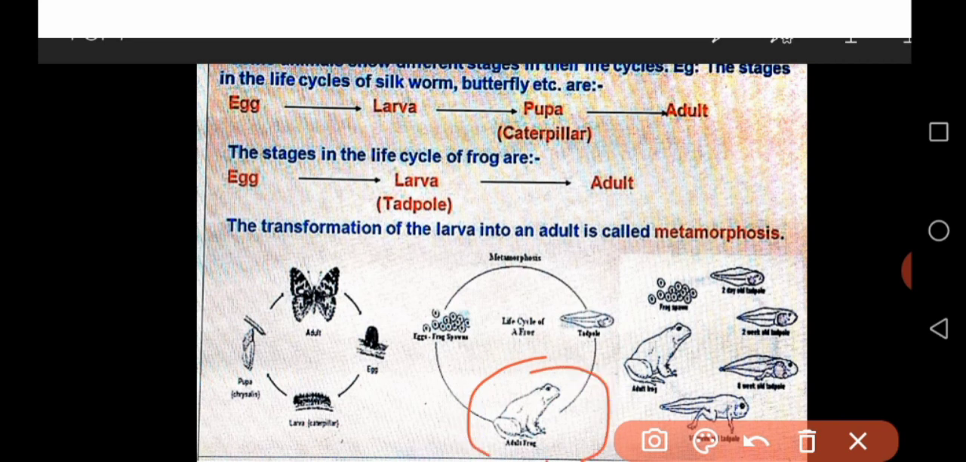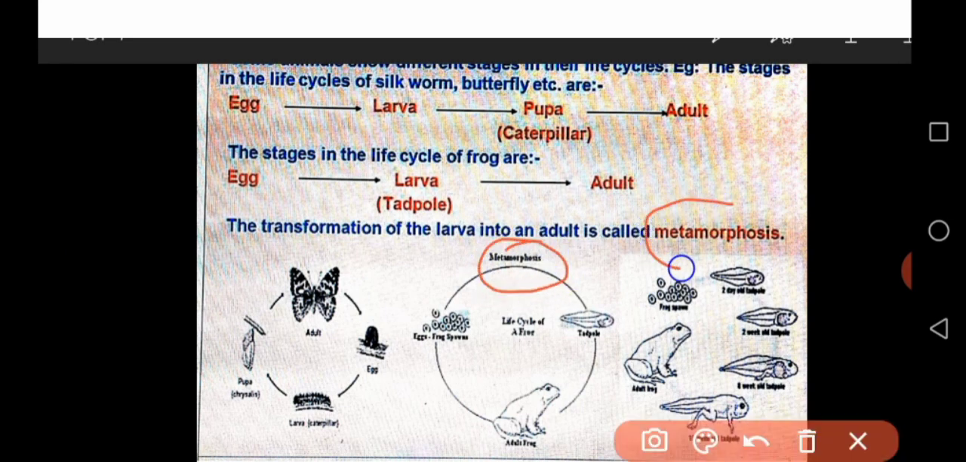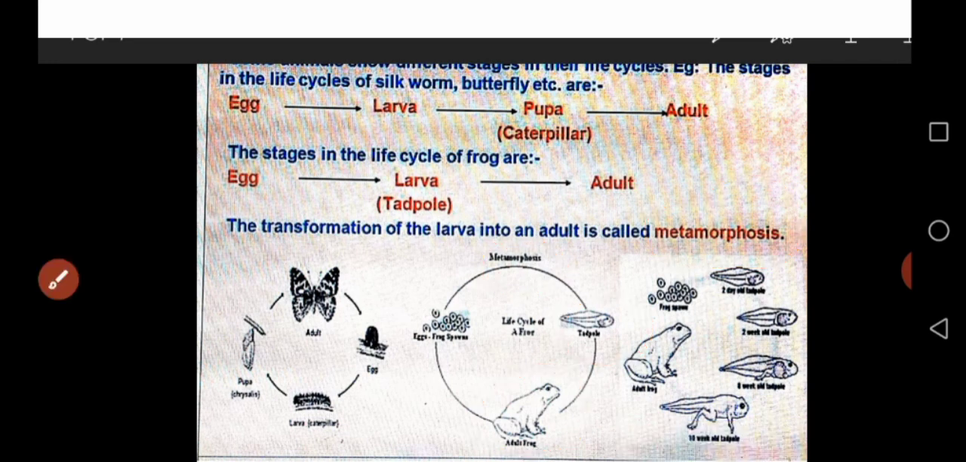Adult frog. A very important term here is metamorphosis. What is metamorphosis? It is the process of transformation of larva into an adult. Larva into an adult, that is what we call metamorphosis.